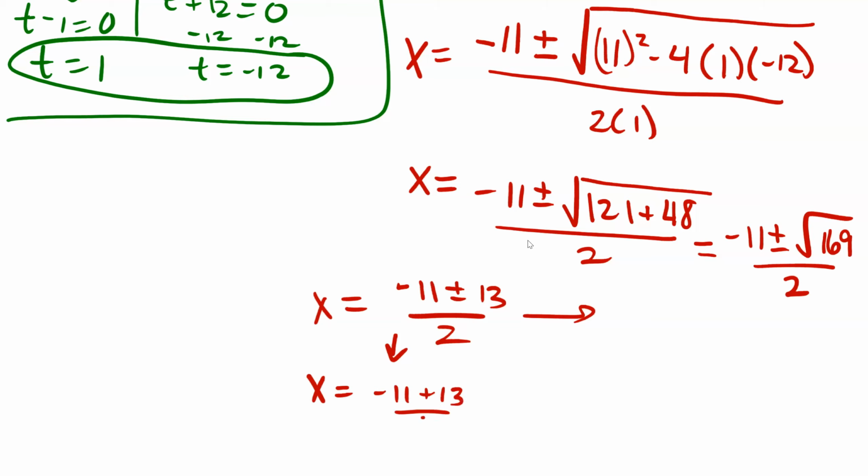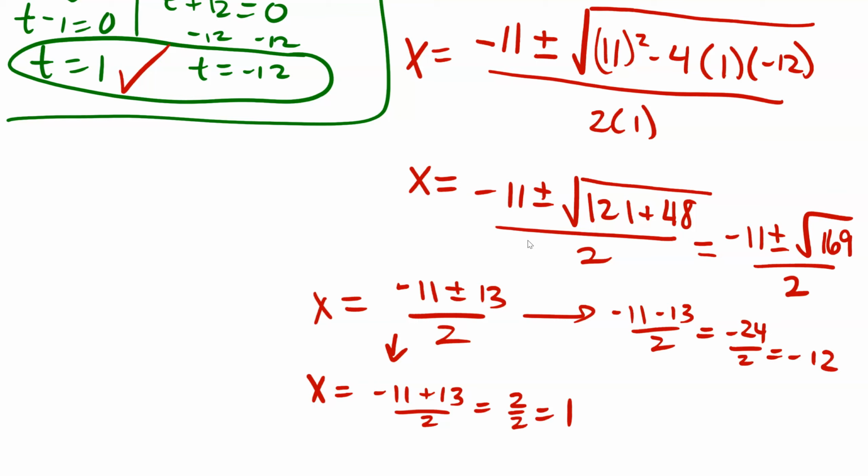Negative 11 plus 13 is 2 over 2, so that's 1. Cool, so we got the first answer. Negative 11 minus 13 over 2 is negative 24 over 2, so that's negative 12. So I did get it right.